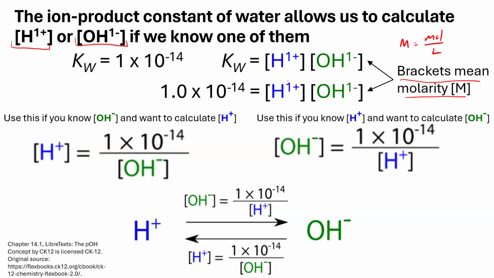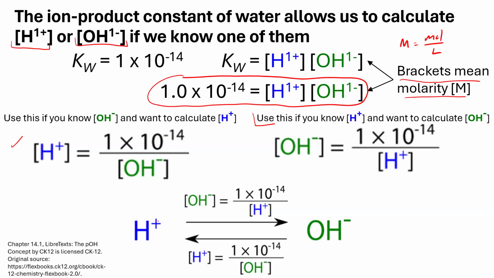All right. So those two multiplied together are going to be 1.0 times 10 to the negative 14th. So we could use this equation to calculate one if we know the other. You'll use this one if you know hydroxide concentration and you want to calculate H plus, right? You just do 1 times 10 to the negative 14th over the hydroxide concentration. And we'll use this equation on the right if we know the hydrogen concentration, or the proton concentration, and want to calculate hydroxide. So we do 1 times 10 to the negative 14th divided by H plus.